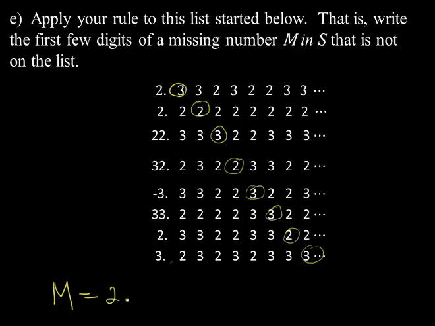I see a 3, so I make my first digit a 2. The second digit of the second number on the list is 2, so I make my second digit a 3. The third digit of the third number on the list is 3, so I make my third digit a 2, and so on. I get the number 2.2323232... and so on. That number will not be on the list.